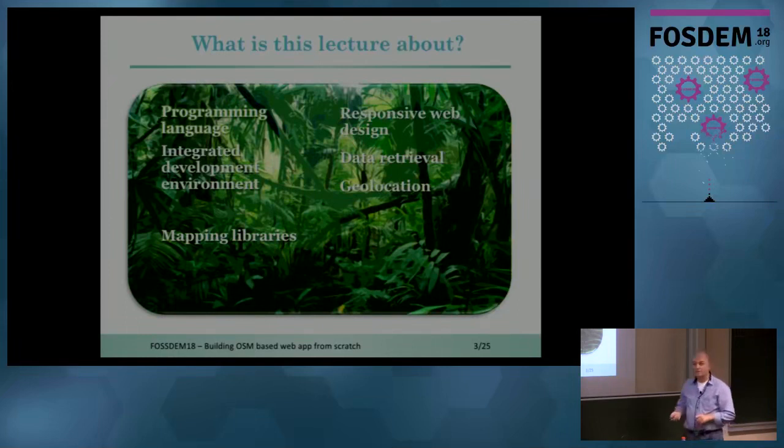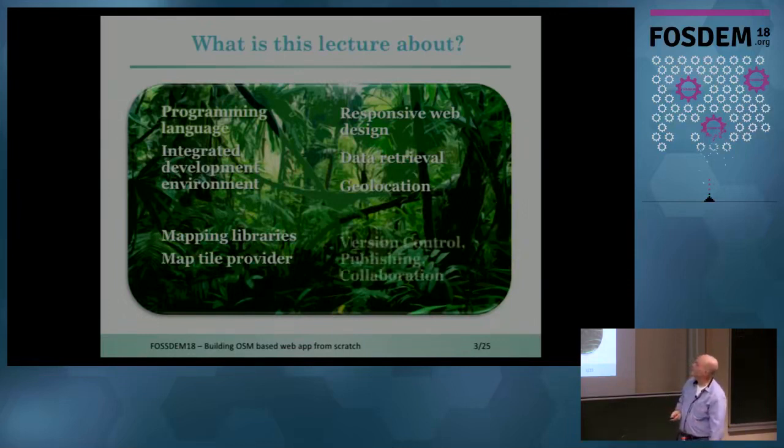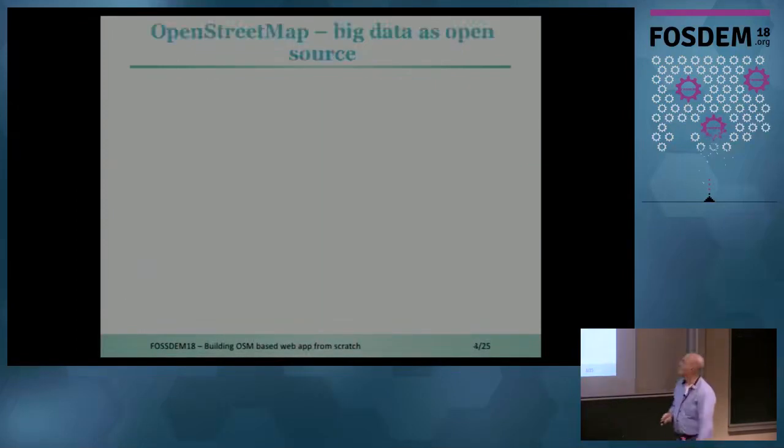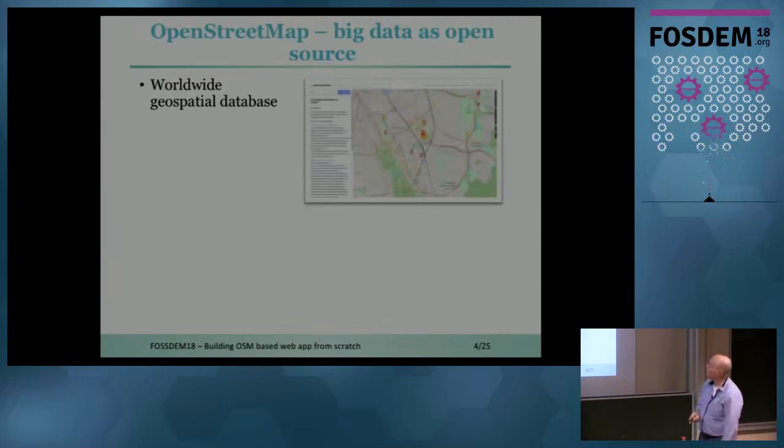responsive web design, which I need when I want to go mobile, a map tile provider, how to show a map in the background, what maps are possible, version control, publishing, collaboration. All these things were new to me, to be honest. Web server, routing. Maybe you know all of these things, but if you're new to the topic, then it's an adventure. Some words about OpenStreetMap.